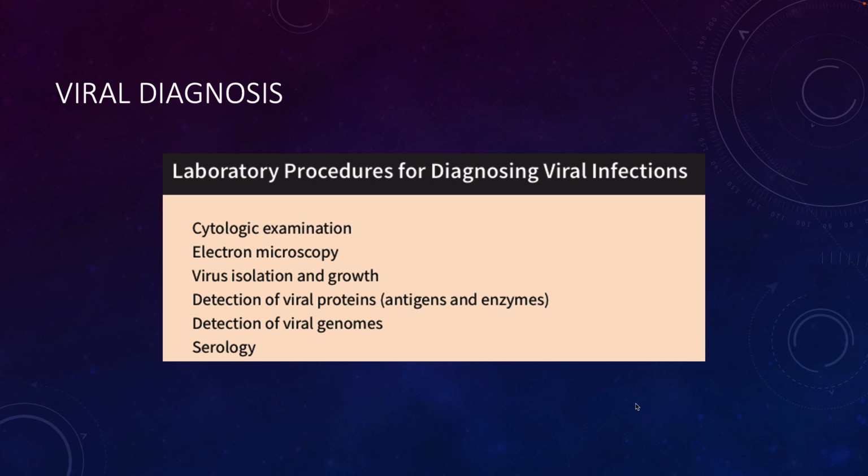The microscopy is also different. If you are going to try to directly look at viral particles, you'll have to use something like an electron microscope instead of a regular bright field or light microscope. Viral isolation and growth are also tricky, and we'll talk about why in just a minute.